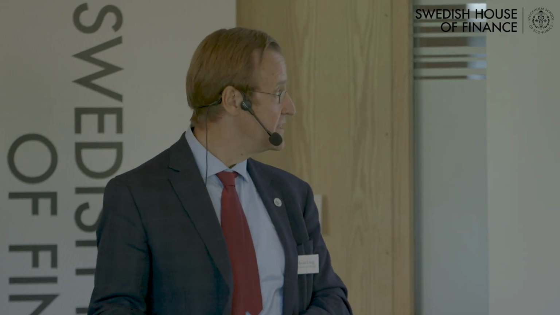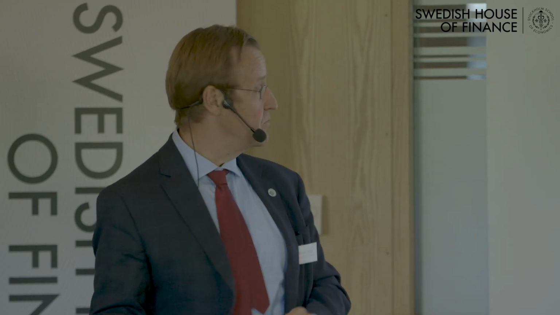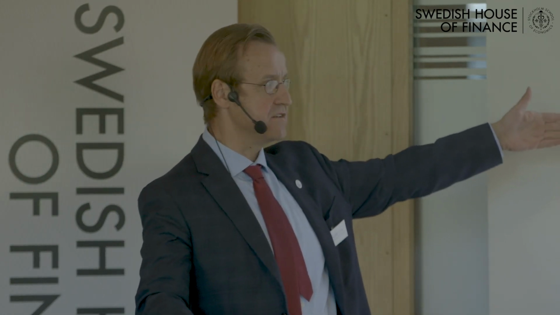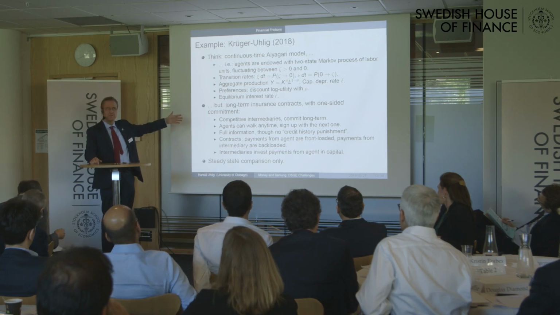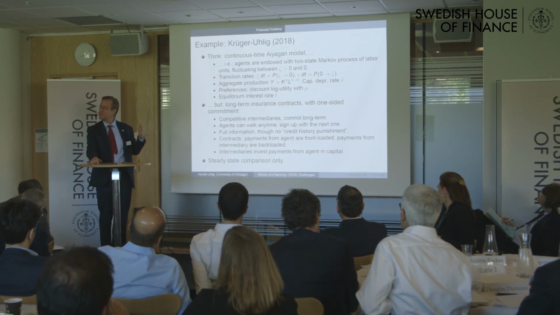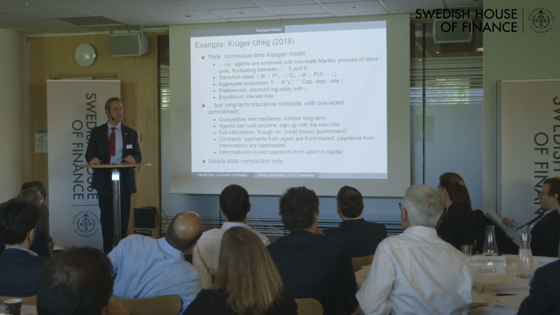We are assuming now, in contrast to the literature, that agents enter long-term contracts. So we are taking the contracting friction seriously. We write down a friction and say, that's a fundamental friction. What's the best thing that agents can do? What we assume is that there are competitive intermediaries that commit long-term. These could be firms, right? And these agents could be workers. But workers can quit their job at any time and walk off to the next firm if they feel they can get a better deal there.